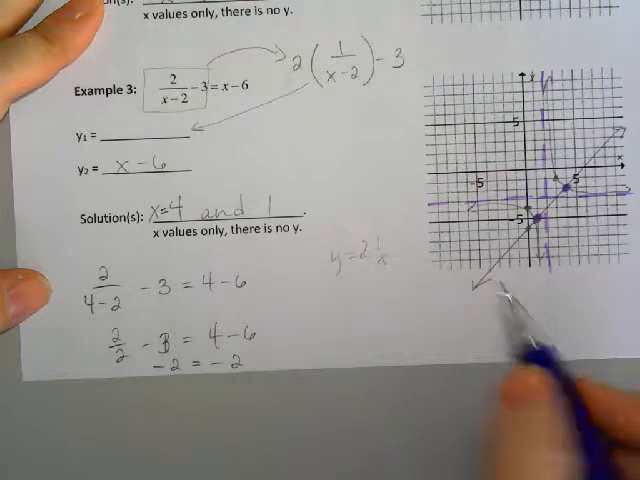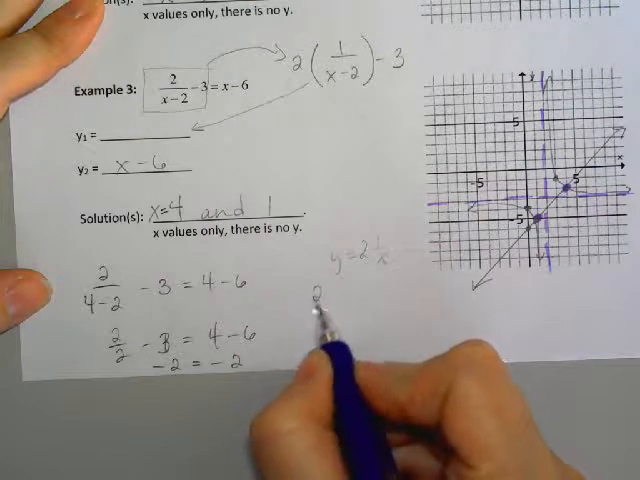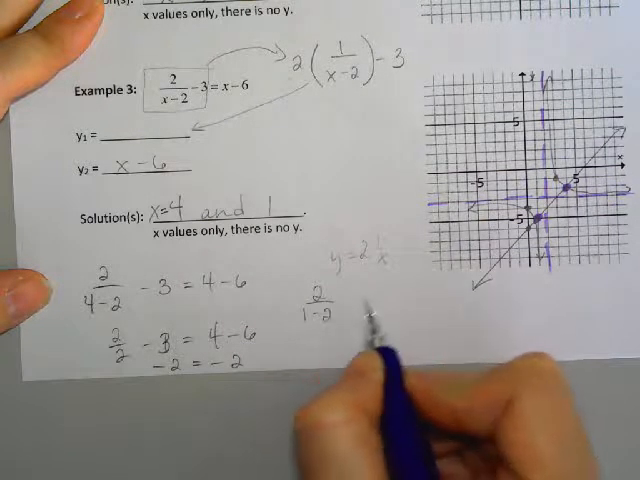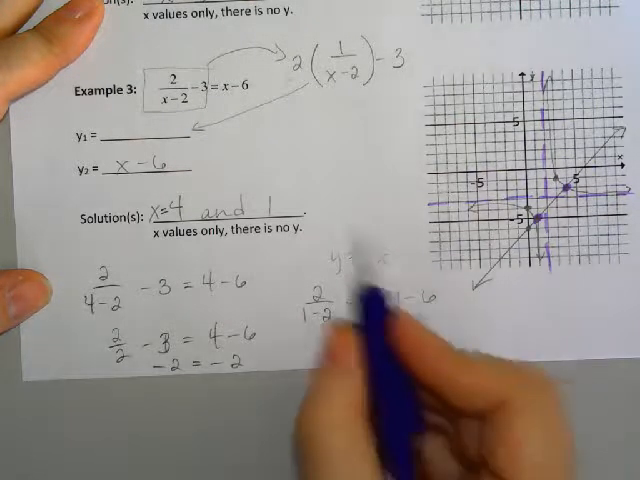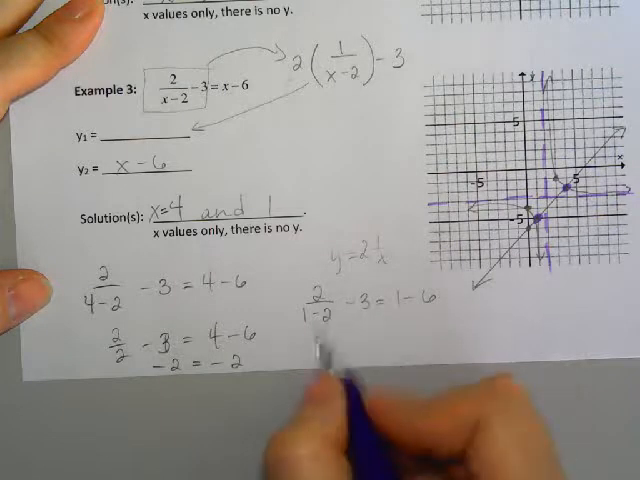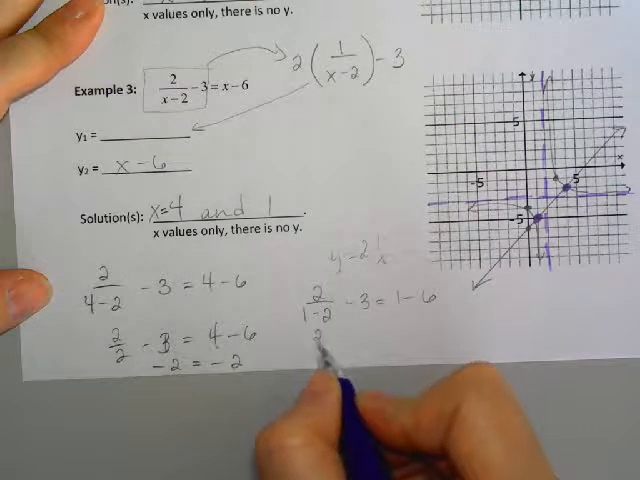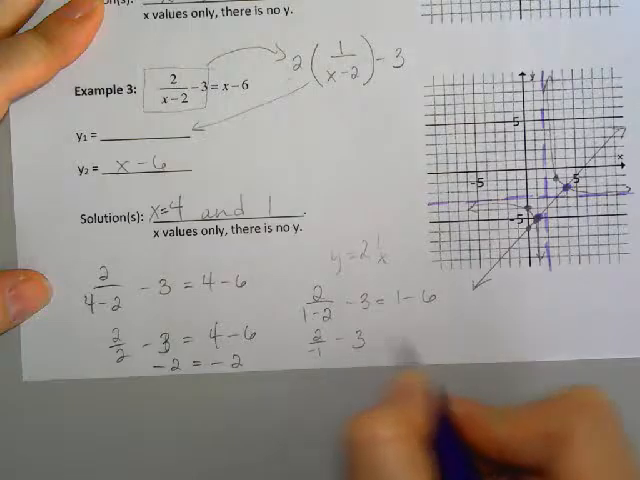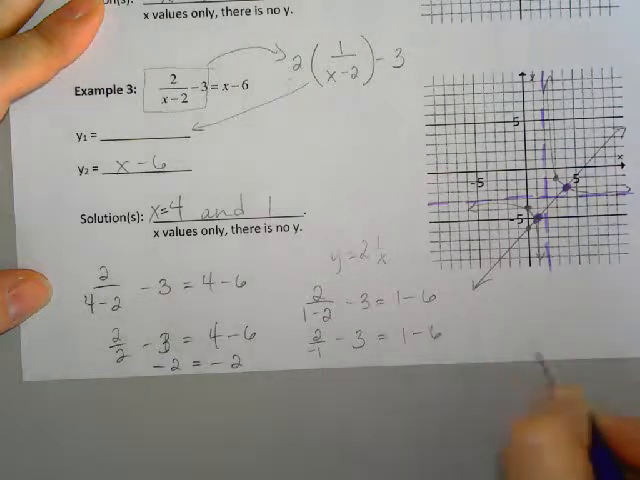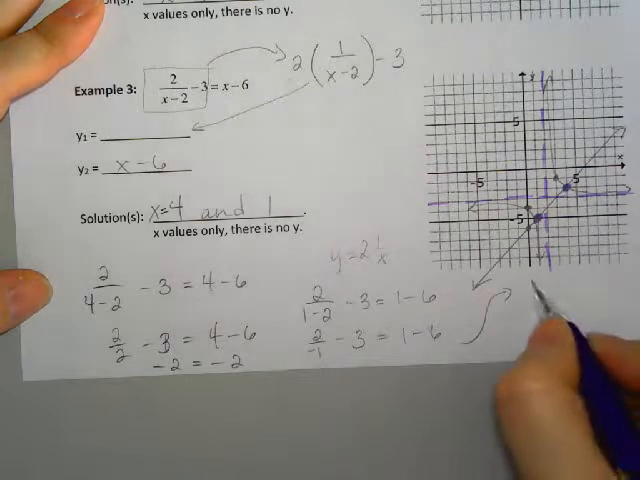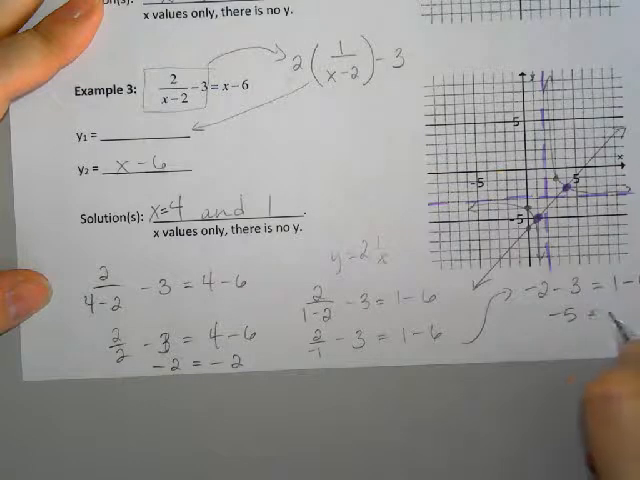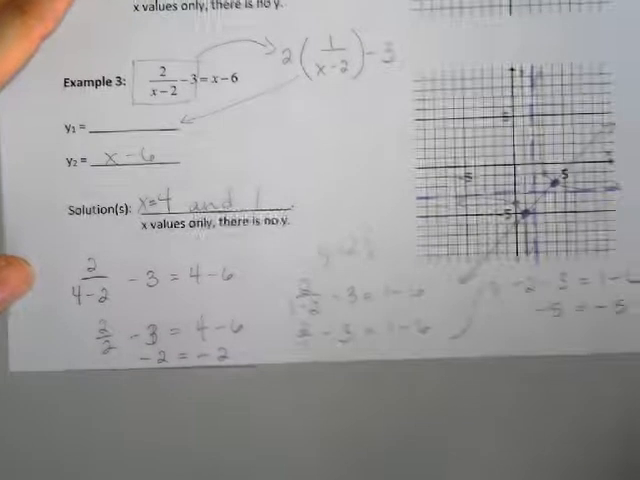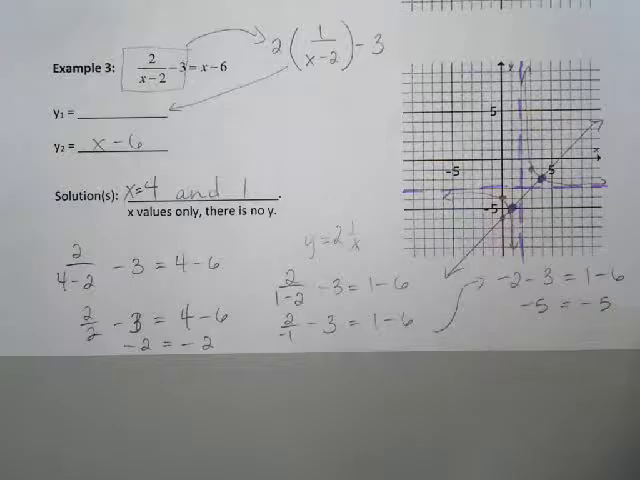On the other one, check with 1. So I've got 2 over 1 minus 2 minus 3 equals 1 minus 6. So this is 2 over negative 1 minus 3. I'm going to bring that over here. Negative 2 minus 3 equals 1 minus 6. So negative 5 equals negative 5. So I know I've graphed both of those correctly.